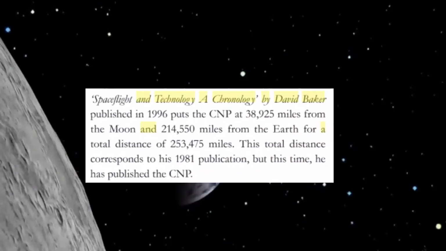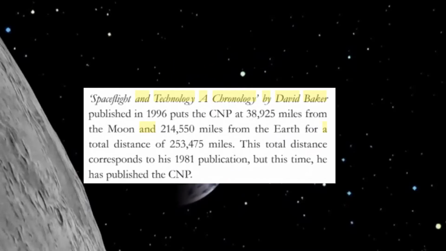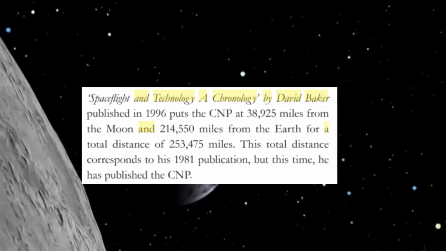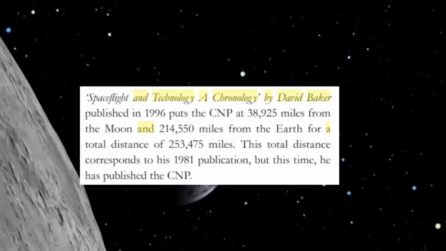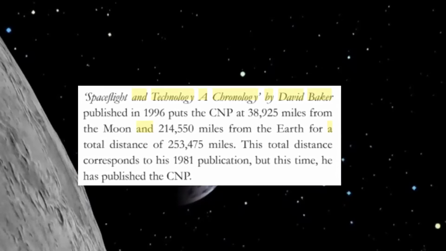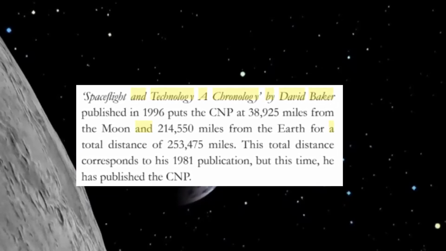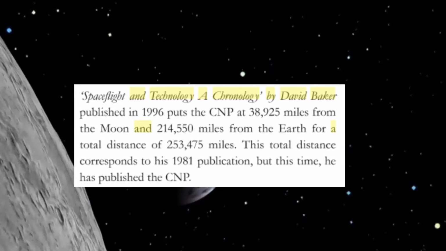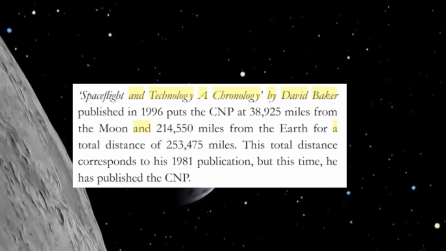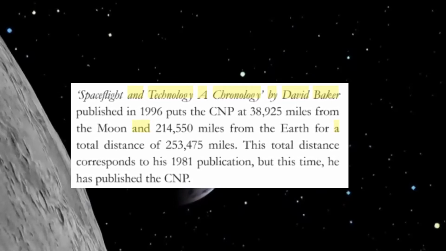Spaceflight and Technology, a chronology by David Baker, published in 1996, puts the CNP at 38,925 miles from the Moon and 214,550 miles from the Earth for a total distance of 253,475 miles. This total distance corresponds to his 1981 publication, but this time he has published the CNP.